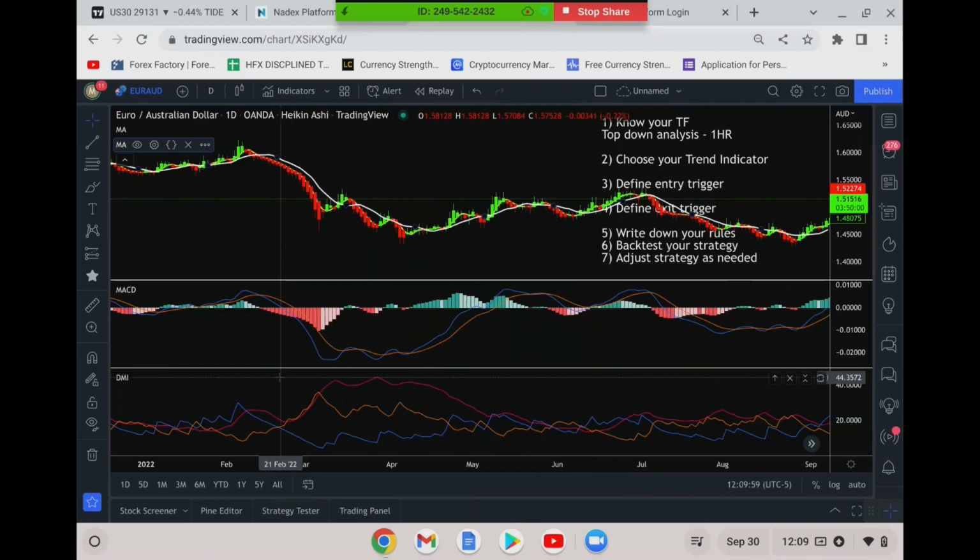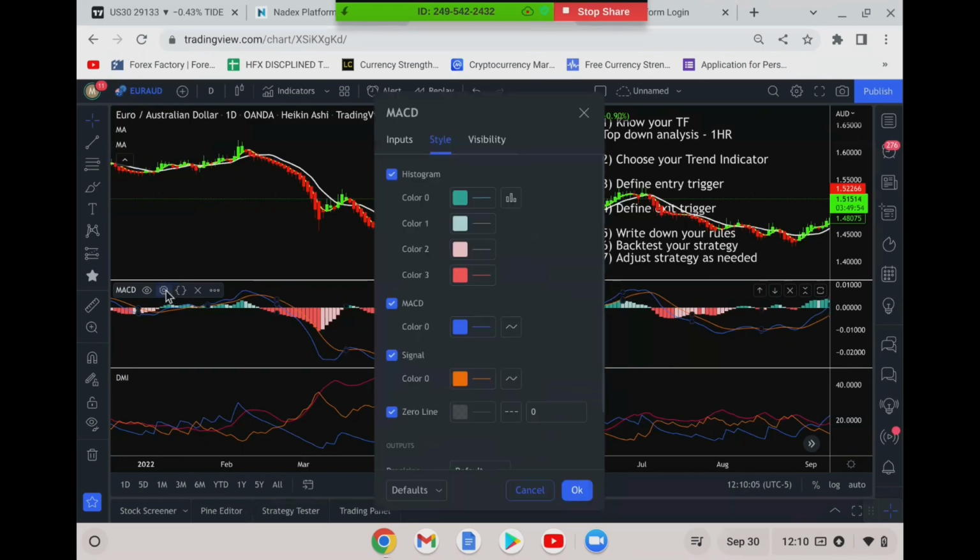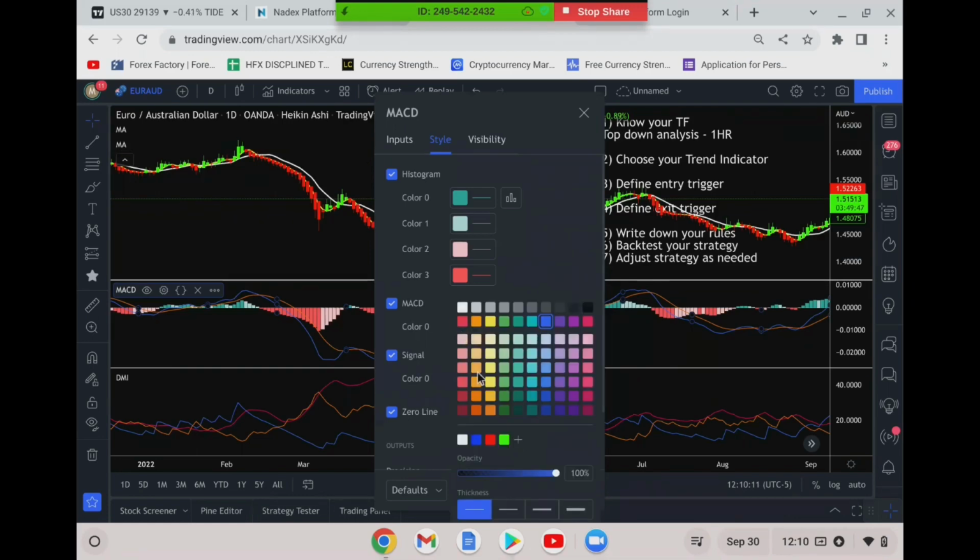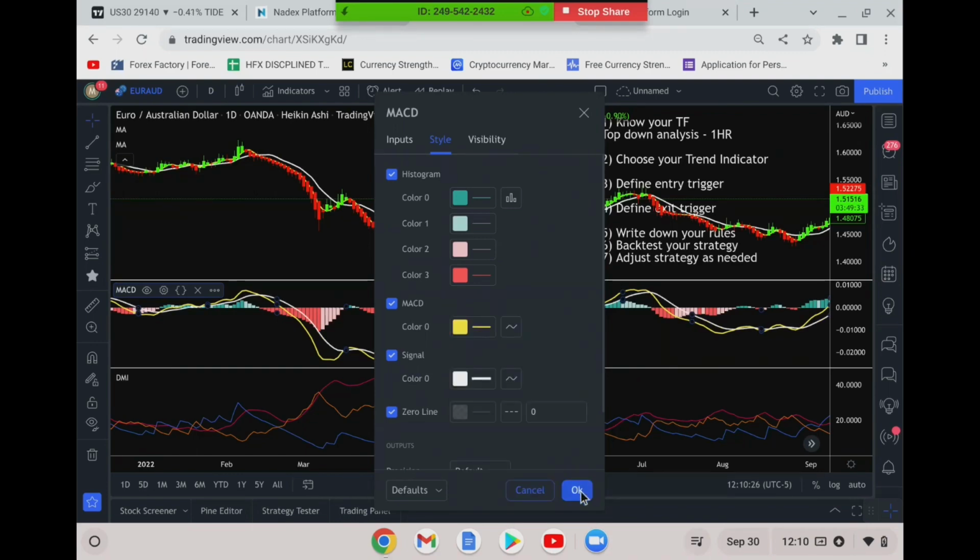And then as for our MACD, I'm just going to make the signal line and the MACD line the same color as our moving averages at the top. So our MACD line, we're going to change that to the color yellow and thicken the line. And then for our signal line, we're going to change that to the color white and also thicken the line. Going to go ahead and press OK.